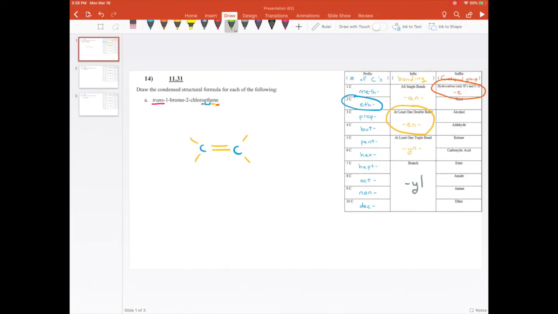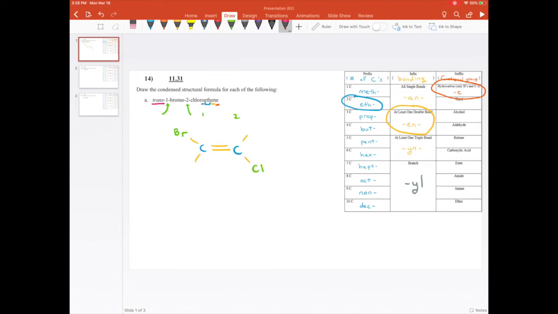Okay, now I'm drawing this molecule, so I could number it however I want. I'm going to number it left to right. And on carbon number 1, the name says that I have a bromine. So I can put that either going up or going down. I'm going to put it going up. On carbon number 2, it says that I have a chlorine. But here, I have to put the chlorine going down.